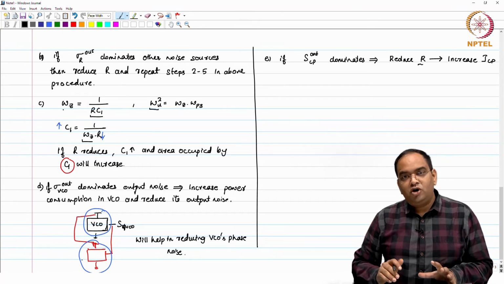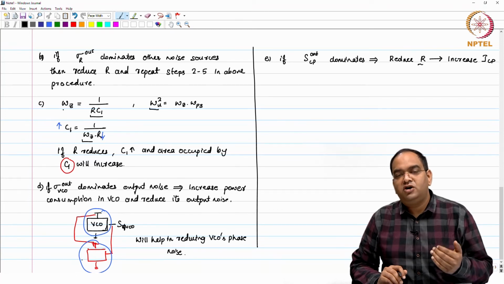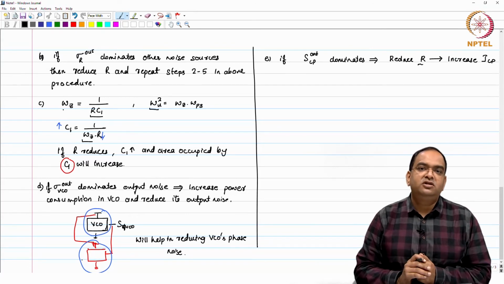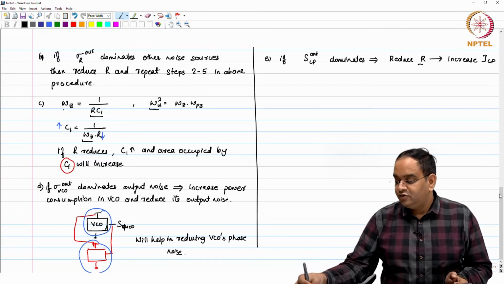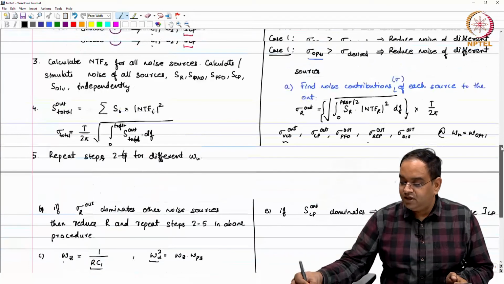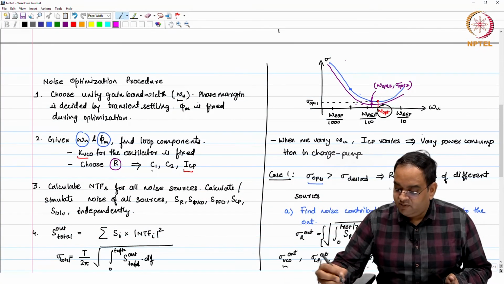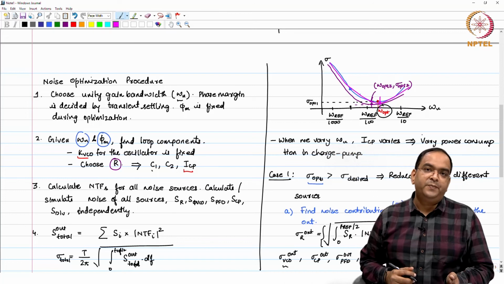So, based on which noise is dominating your output noise, if you are not meeting the requirements, you can target that and you get the new jitter versus bandwidth plot such that you meet all the requirements. So, finally, if I do all such steps, it may turn out that I get a plot something like this, and this is the optimum bandwidth which I can pick.